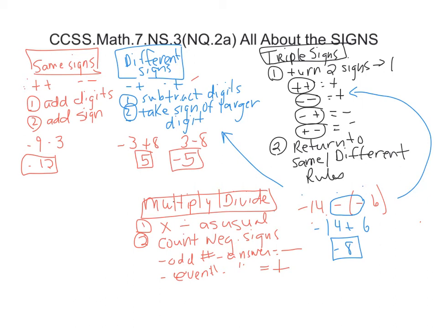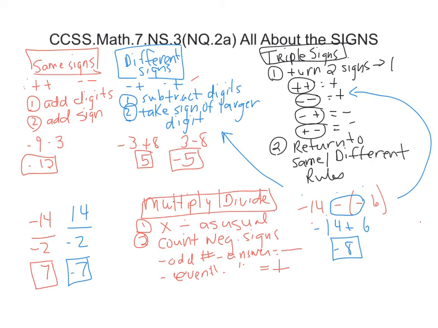So you just multiply or divide as usual. Let's look at it. -14 divided by -2. We divide as usual, so 14 divided by 2 is 7. And there are 2 negatives, so it's an even number, so the answer will be positive. Conversely, if I had 14 divided by -2, you would still divide as normal, but you only have one negative, so the answer will be -7. And if we multiply, we do the same thing.